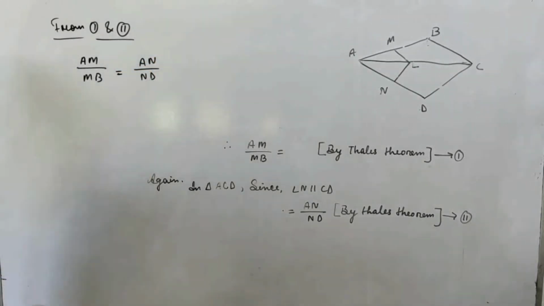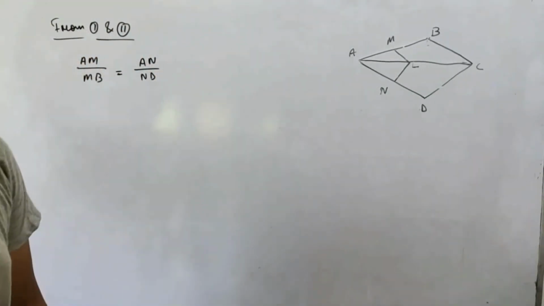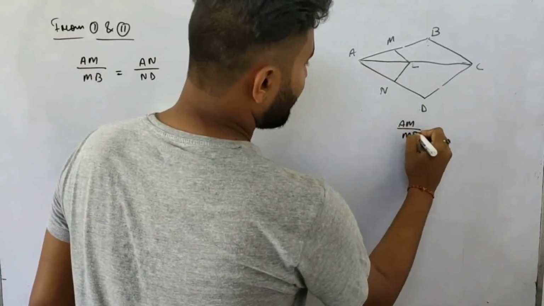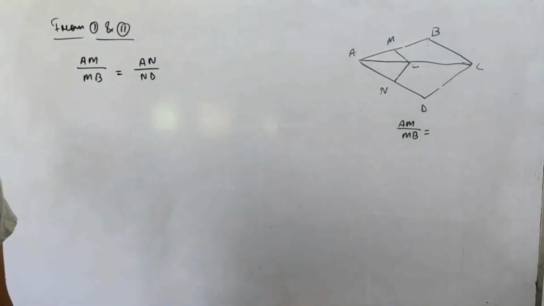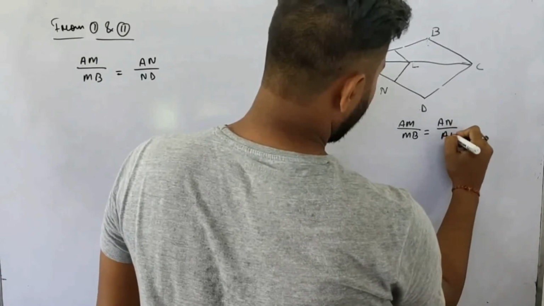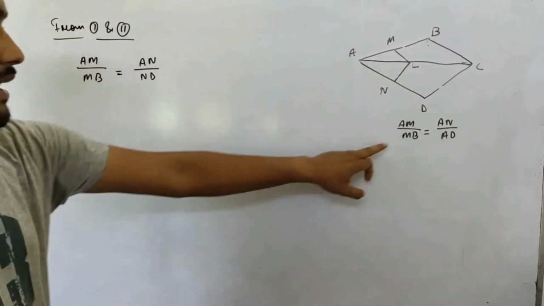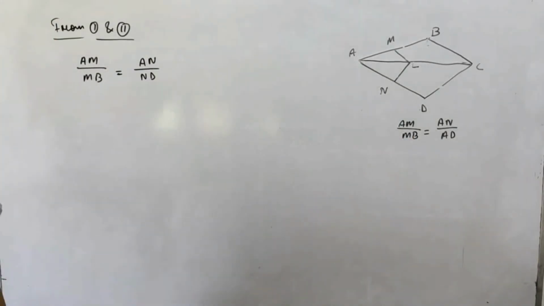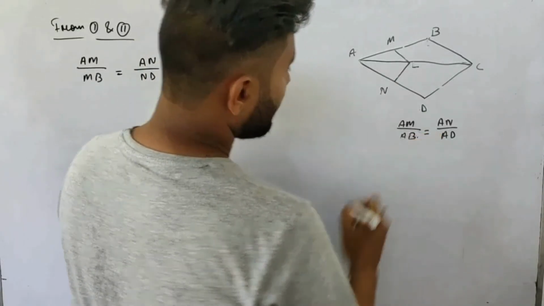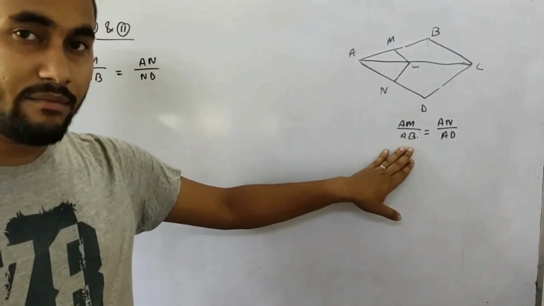So is our proof complete? Check once what we are given to prove. We are given to prove AM by MB should be equal to AN by AD. So is it exactly the same? AM by MB. No, sorry, AM by AB. Not MB. AM by AB. Okay, AM is matching. Over here it is MB. Over here it is AB. So it is not matching.